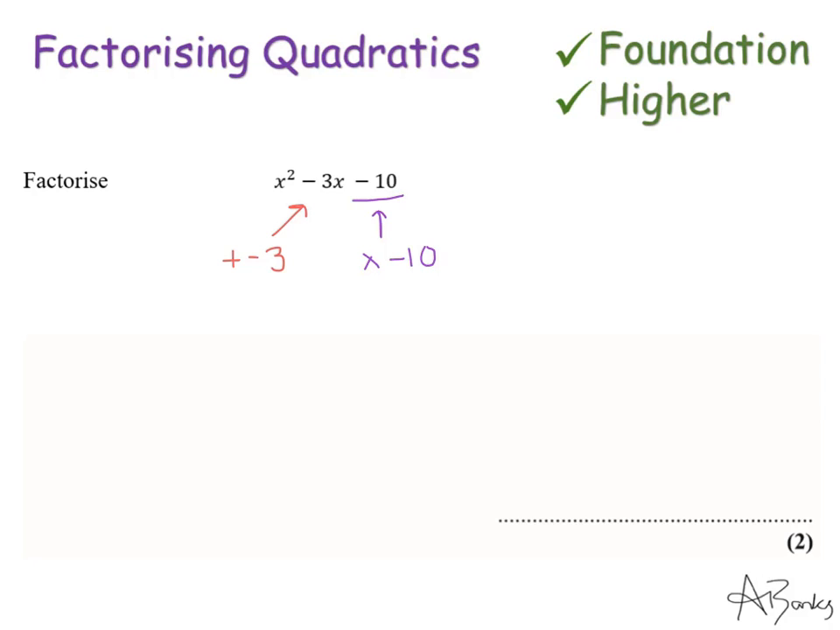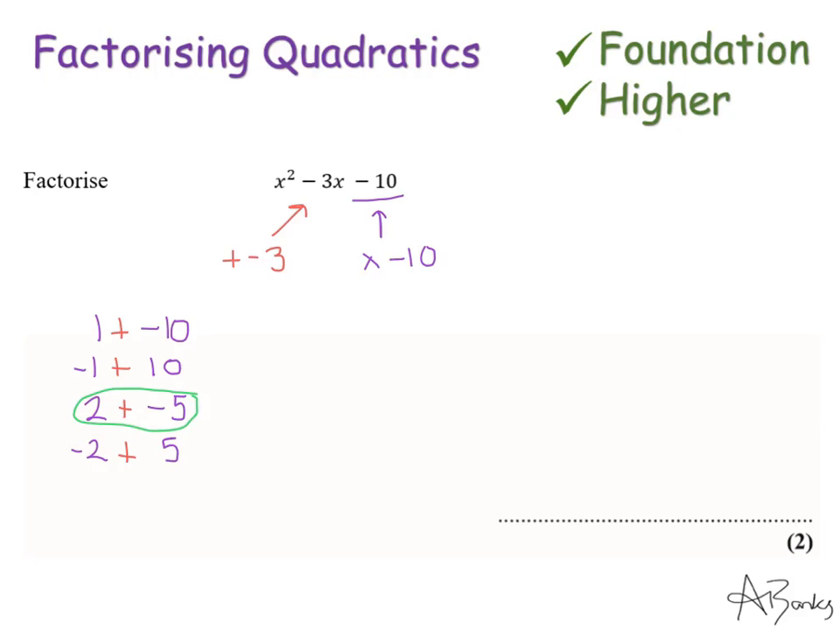If two numbers multiply to make a minus, one of them must be a negative and one of them a positive. So I can have 1 and minus 10, or minus 1 and 10. Then I can have 2 and minus 5, or minus 2 and 5. Those are all my possible pairs. Now I'm looking for which of these will add to make minus 3. I can see it's this one here, the third one down. So those are my two numbers.